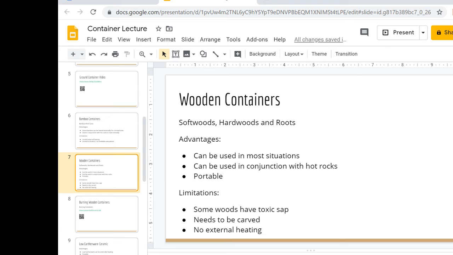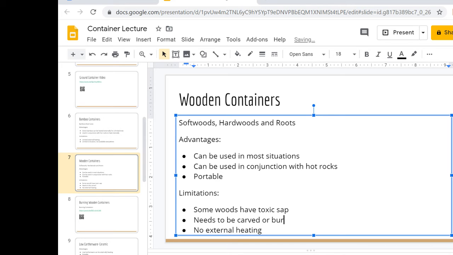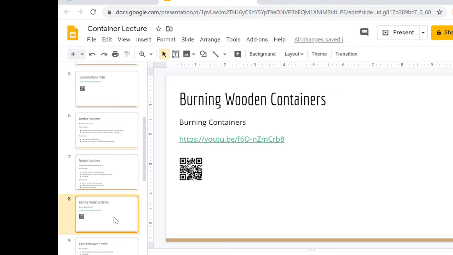So wooden containers often are carved, and I should also clarify, are burned, but there's no external heating, because you would obviously burn up the wooden container. So here's an example of me talking really about wooden containers and how to burn it in.